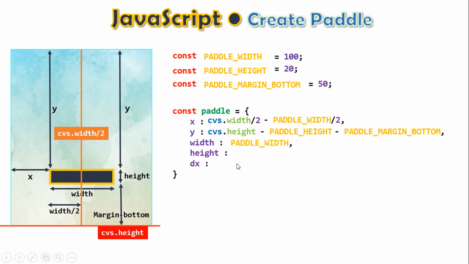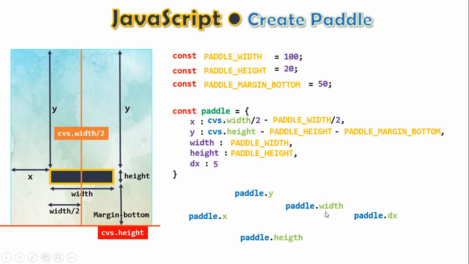Now for the width, the height, and the dx, I will use 5. The dx stands for delta x. This is the amount of pixels the paddle will move to the right or to the left. Now to access these properties, we will just need to say paddle.x, paddle.y, paddle.width, paddle.height, and paddle.dx. This is a fancy way of saying the height of the paddle, the width of the paddle, and so on.